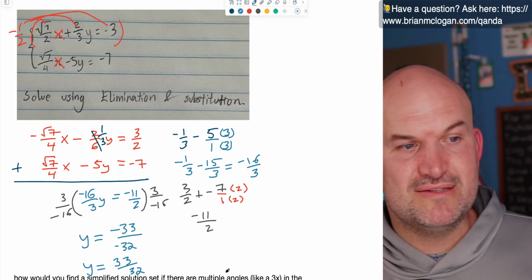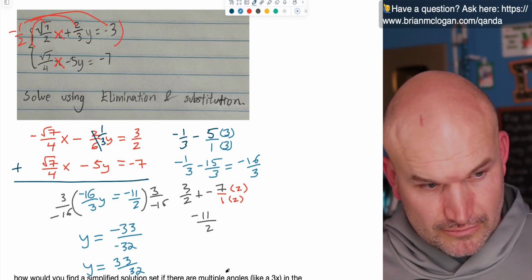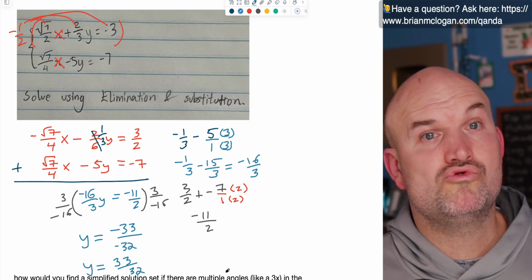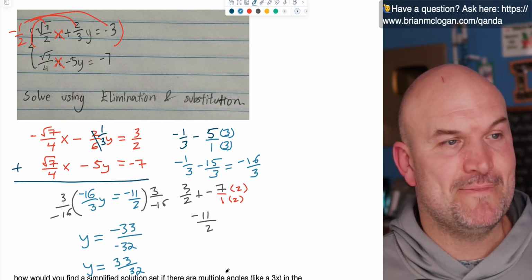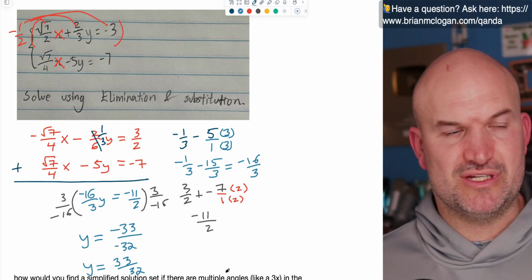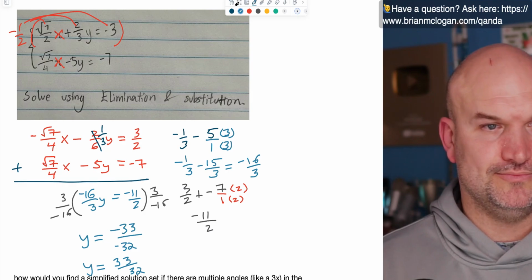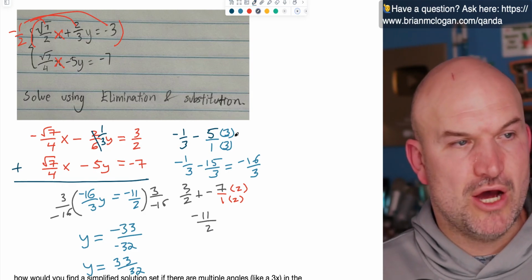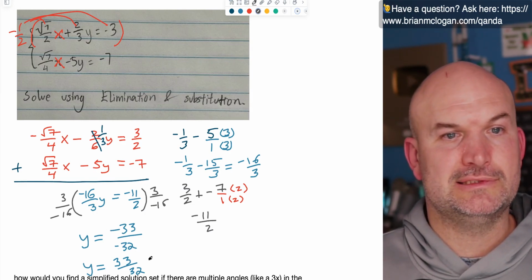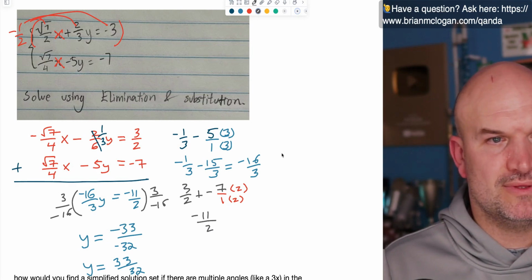Now again, remember, solving a system of equations, we need the y and we need the x, right? Okay, so we got y and x. Y equals 33 over 32. Now what we got to do is plug it in. So which equation do we want to plug it into? I'm going to plug it into this top equation because the top equation, you can see, guys, already has a fraction, right? So let's go ahead and plug it into there. Okay. So, y equals 33 over 32. So let's go and plug it in.